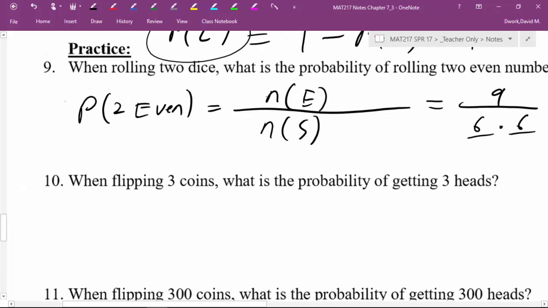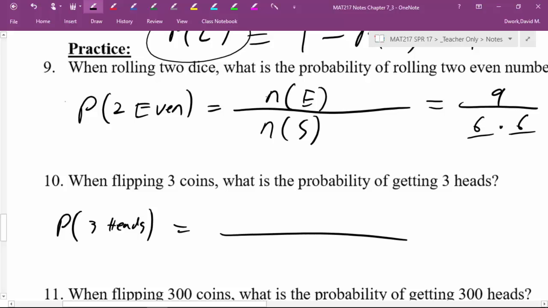Now we're doing coins. When flipping three coins, what's the probability of getting three heads? Okay, I want you to walk yourself through the process. Figure out what are the two questions, the numerator and the denominator, and see if you can count them up. All right, give it a go. All right, my turn. Let's see. All right, what's the probability of getting all three heads?